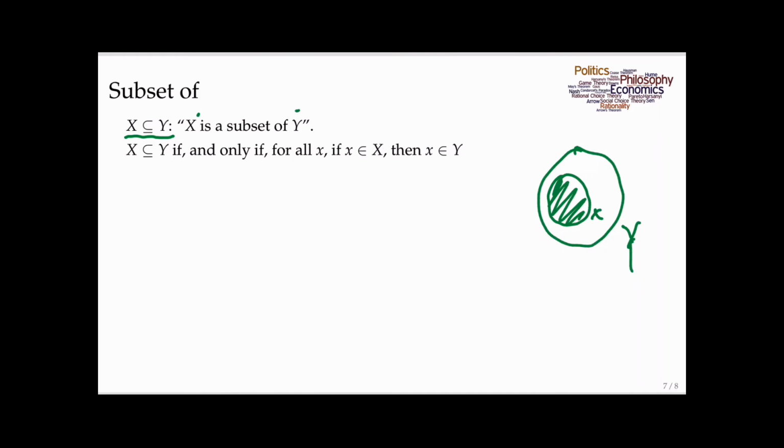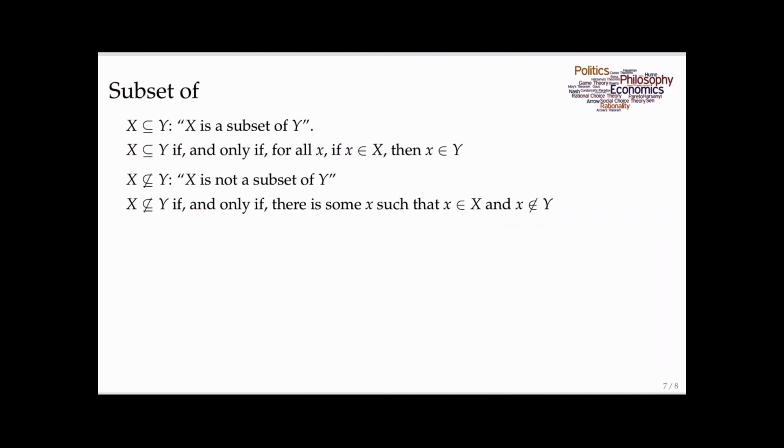X is a subset of Y if and only if, for any object you give me, any element little x, if x is an element of capital X, then x must be an element of Y. So if X is not a subset of Y, what does that mean? Well, here we have X, and there's going to be some object inside of X that is not contained in this set Y. So X is not a subset of Y means that there's some object x such that x is inside of capital X, but x is not inside of Y.